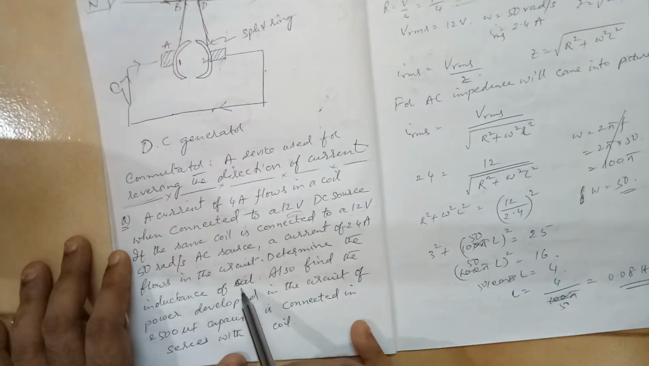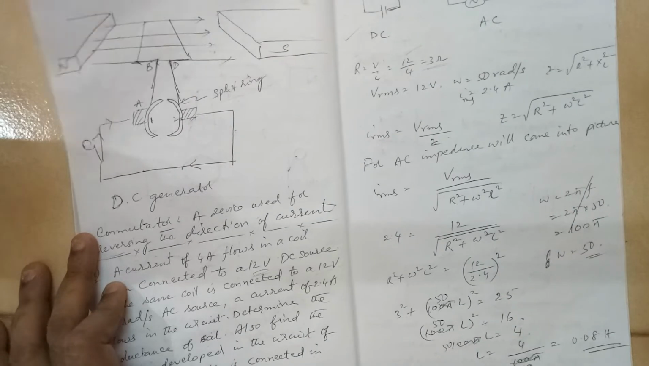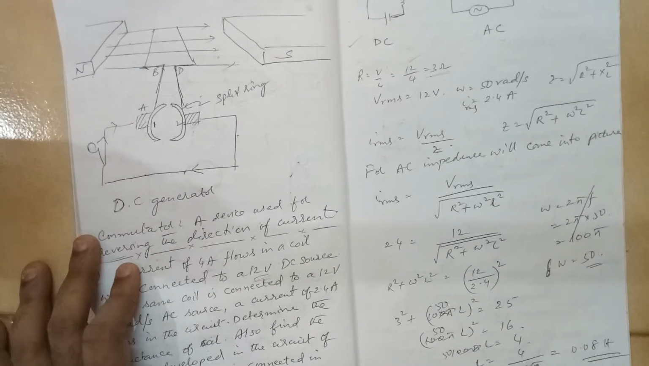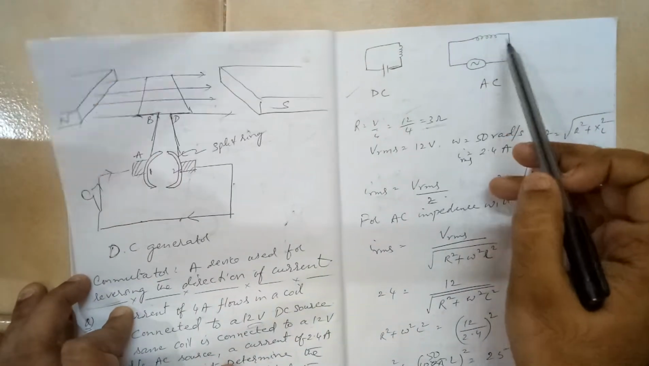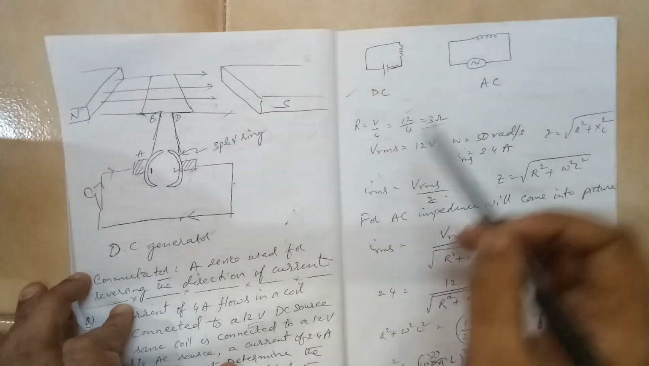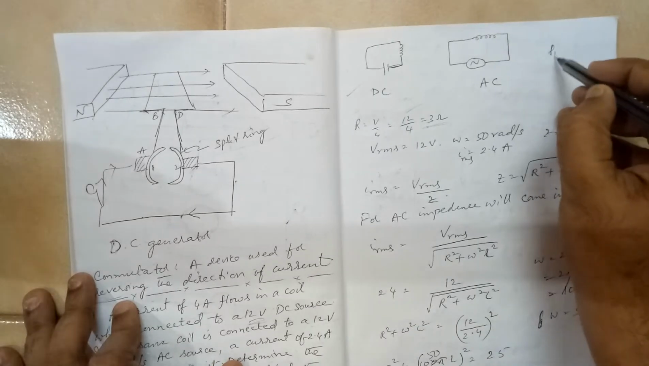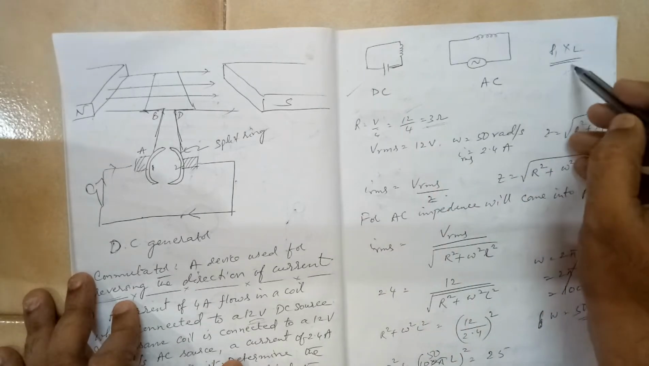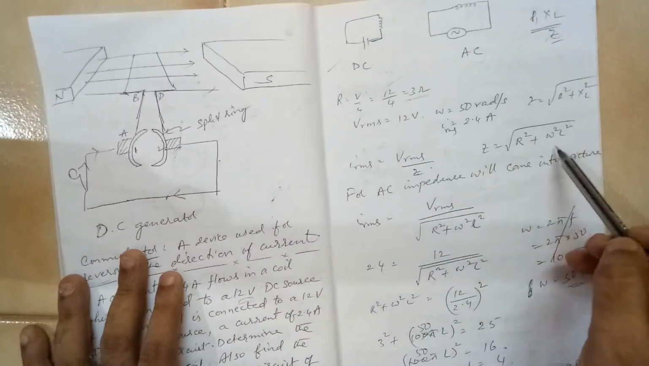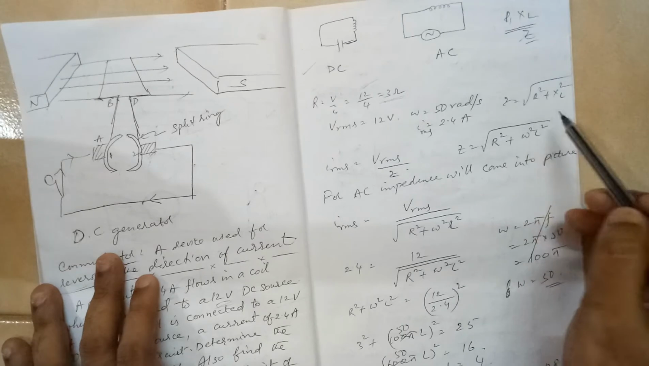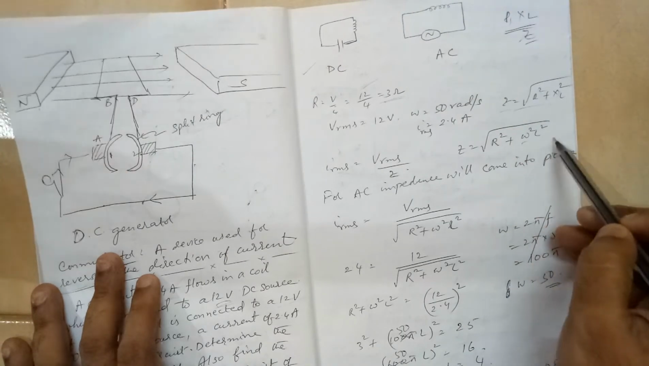What are we trying to find out? Determine the inductance of the coil. So we have to find the inductance. Now when you connect a coil to an AC circuit, this coil will have its inductive reactance and this wire also will have some resistance. So here R and XL will come into picture. You have to find the Z value. For finding Z, the equation is Z is equal to root over R square plus XL square, where XL is equal to omega L.